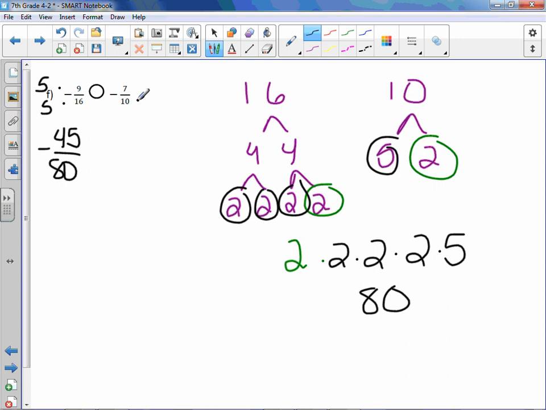And here to get 80, we multiply numerator and denominator by 8. So we get negative 56 over 80. Again, we are dealing with negative numbers. Since our denominators match, we just need to compare negative 45 and negative 56. And negative 45 is bigger. Therefore, negative 9/16 is greater than negative 7/10.